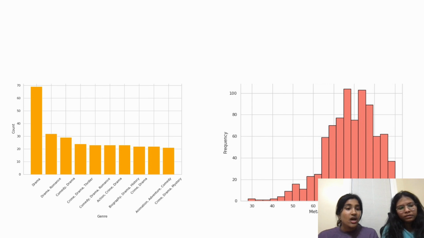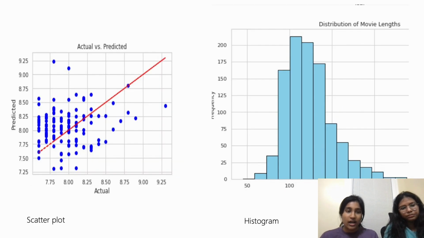And coming to the next graph, it represents the most common genre seen by the public. As per the data set, the most common genre seen by the public is drama, and it shows a highest score which lies between 60 to 70. My friend will continue with that.